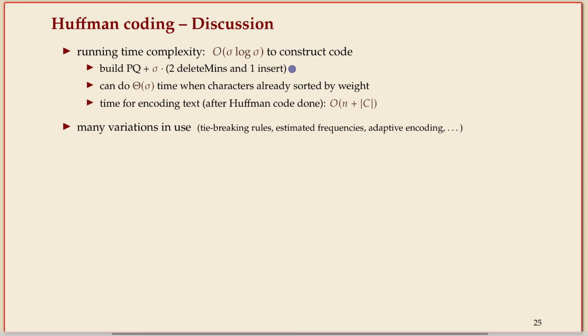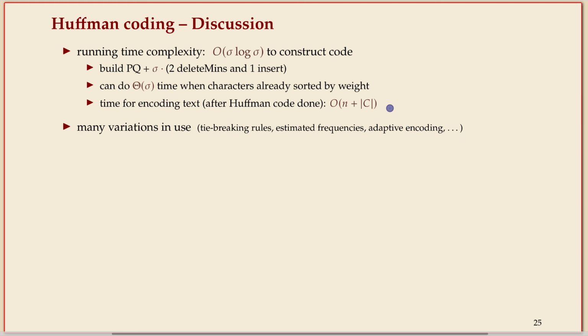And if you use a binary heap, as you've seen in Unit 2, you can implement those in log sigma time. If the characters come already sorted by weight, then you can actually do it in linear time with a neat algorithm using 2 queues. But if the characters do not come sorted, then you somehow have to sort the weights. To some degree you don't get around that. That's the time for finding the Huffman code.